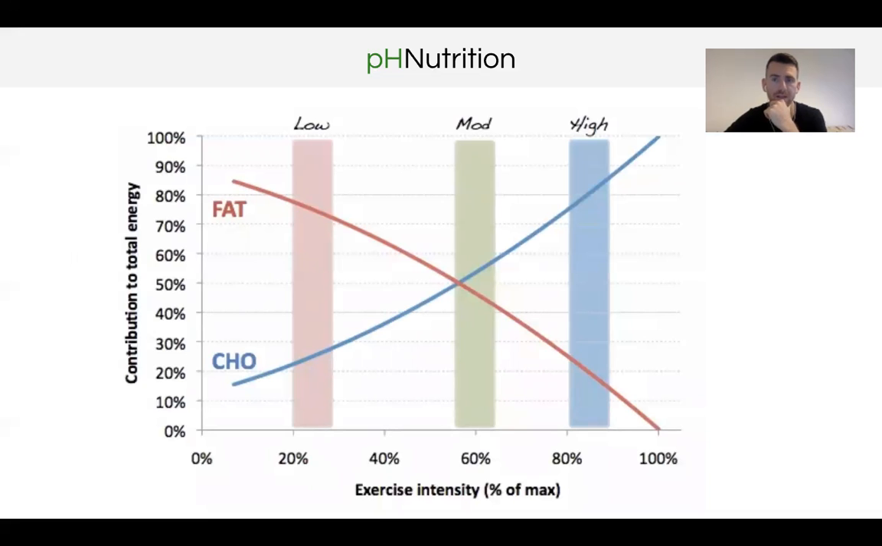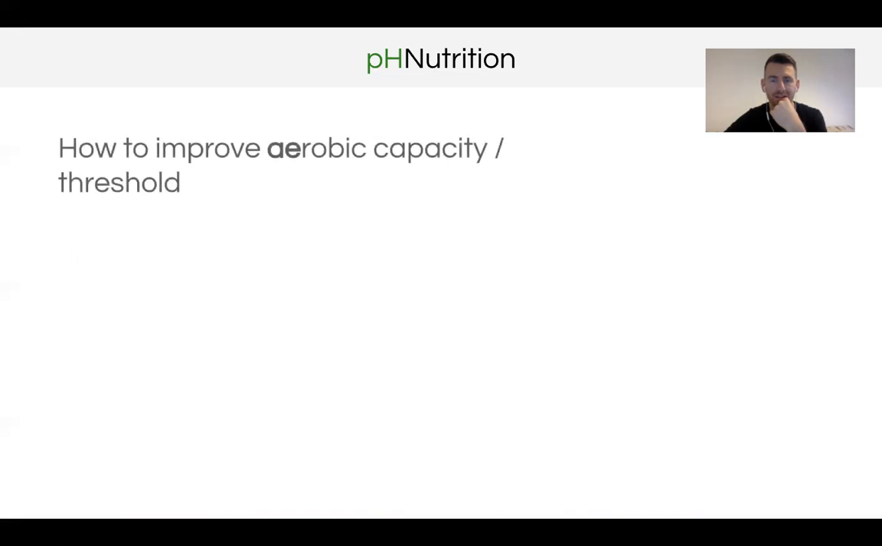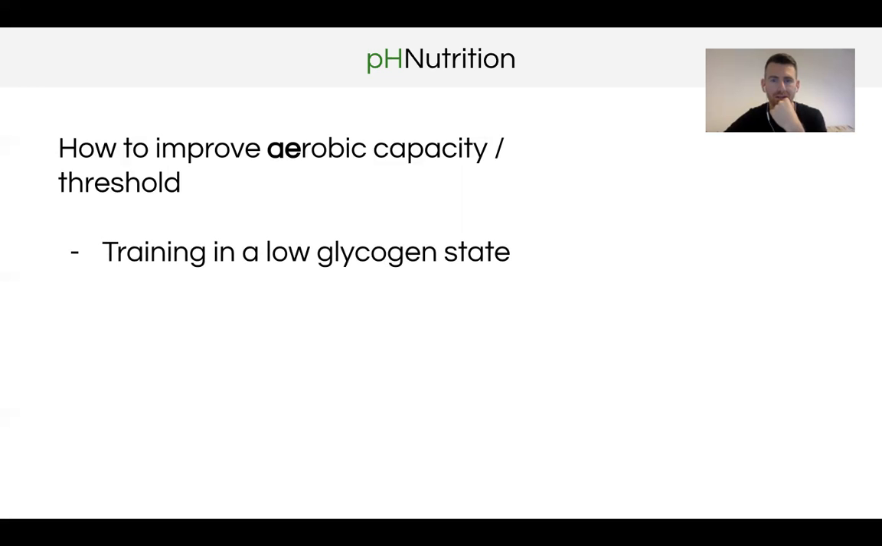This graph is a really simplified version of it. It's a lot more complex than this, but it gives you an idea of what to do. Now, when we've got two sessions today, this is something that we need to work on, how to improve our engine. So we want to talk about the aerobic capacity first, your aerobic threshold, that lower bit, the first part of the graph. Some of you might have heard of training low, competing high. Basically, training low means training in a low glycogen state or a low carbohydrate state.